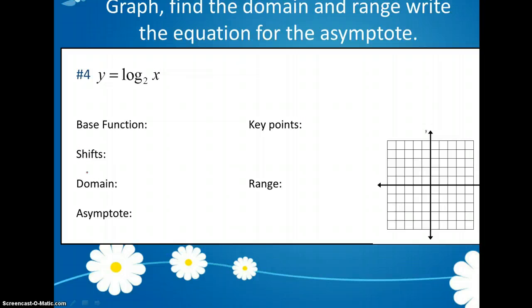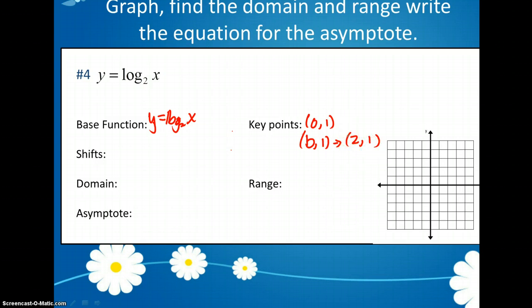Okay, Miss Angela, what is my base function? Y is equal to log base 2 of x. That's an L. This is my y. Sorry about that. So what would your key points be? Let's see. If I plug in 1, it would be 0. And this one, wait, no, it's b. So what's my b? 2. So it's going to be 2, 1.